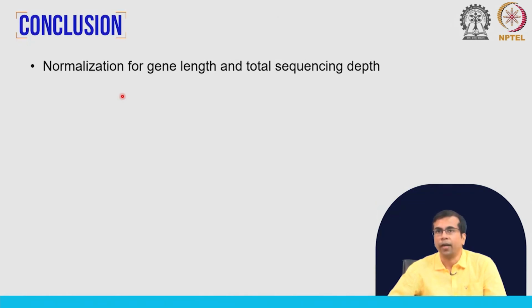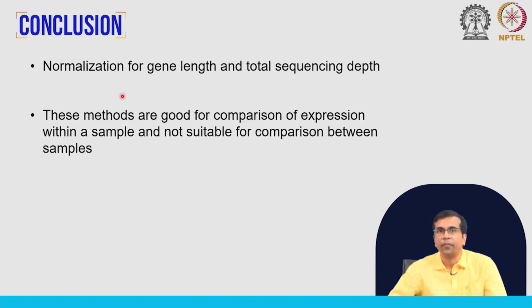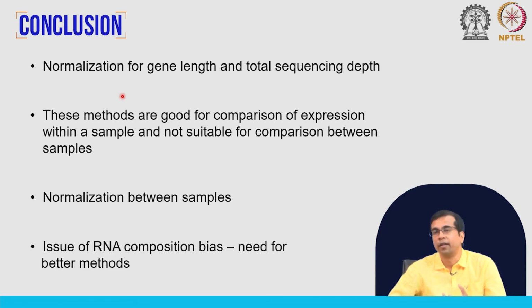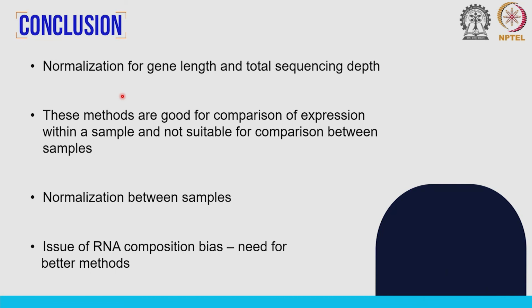To summarize, we have looked into normalization methods for gene length and total sequencing depth. We have talked about some of these methods: the FPKM, RPKM method, and the TPM method. And we have seen that these methods are good for comparison of expression within samples, but they are not suitable for comparison between samples. We have explained the reasons why that is the case, and then we talked about normalization between samples, median normalization and EQ normalization. These are only two methods that we have discussed, but they have not addressed some of the issues that are still remaining, and that is why we need better methods, which we will talk about in the next class. Thank you.